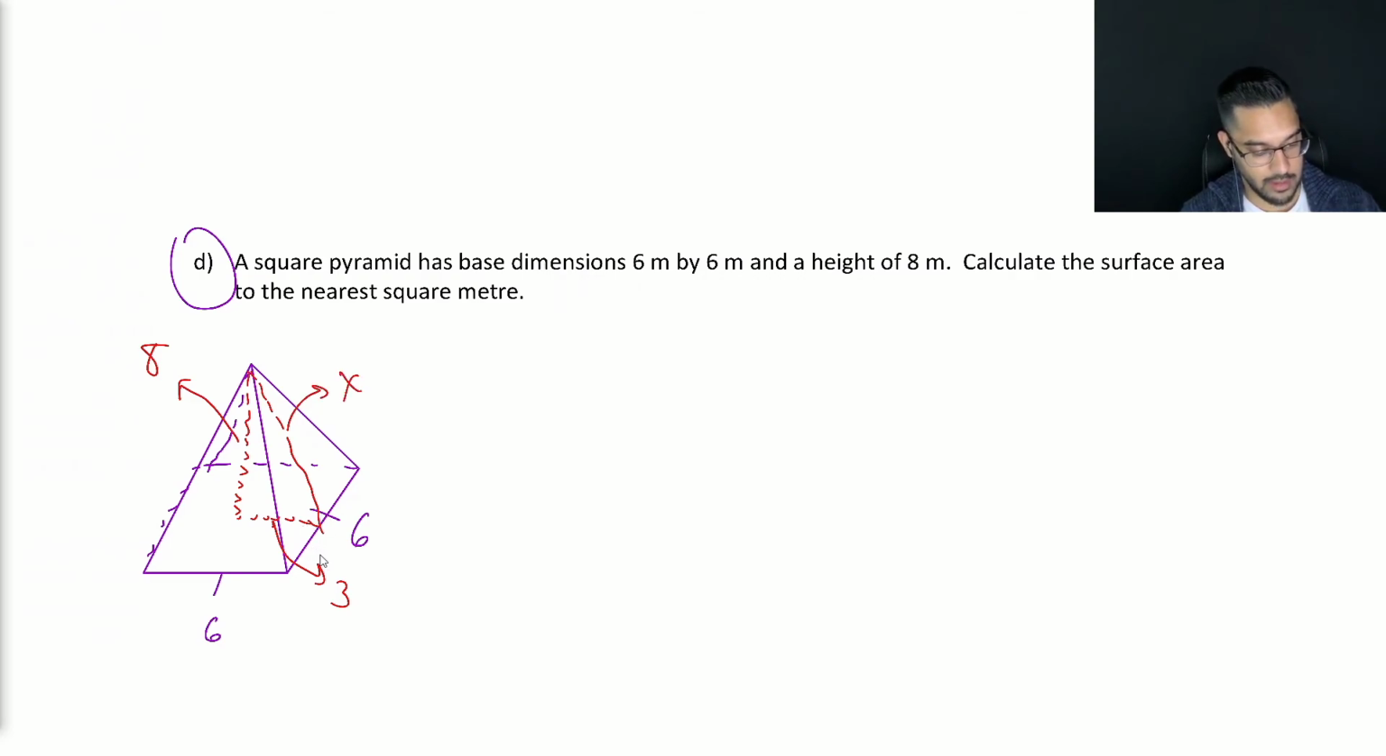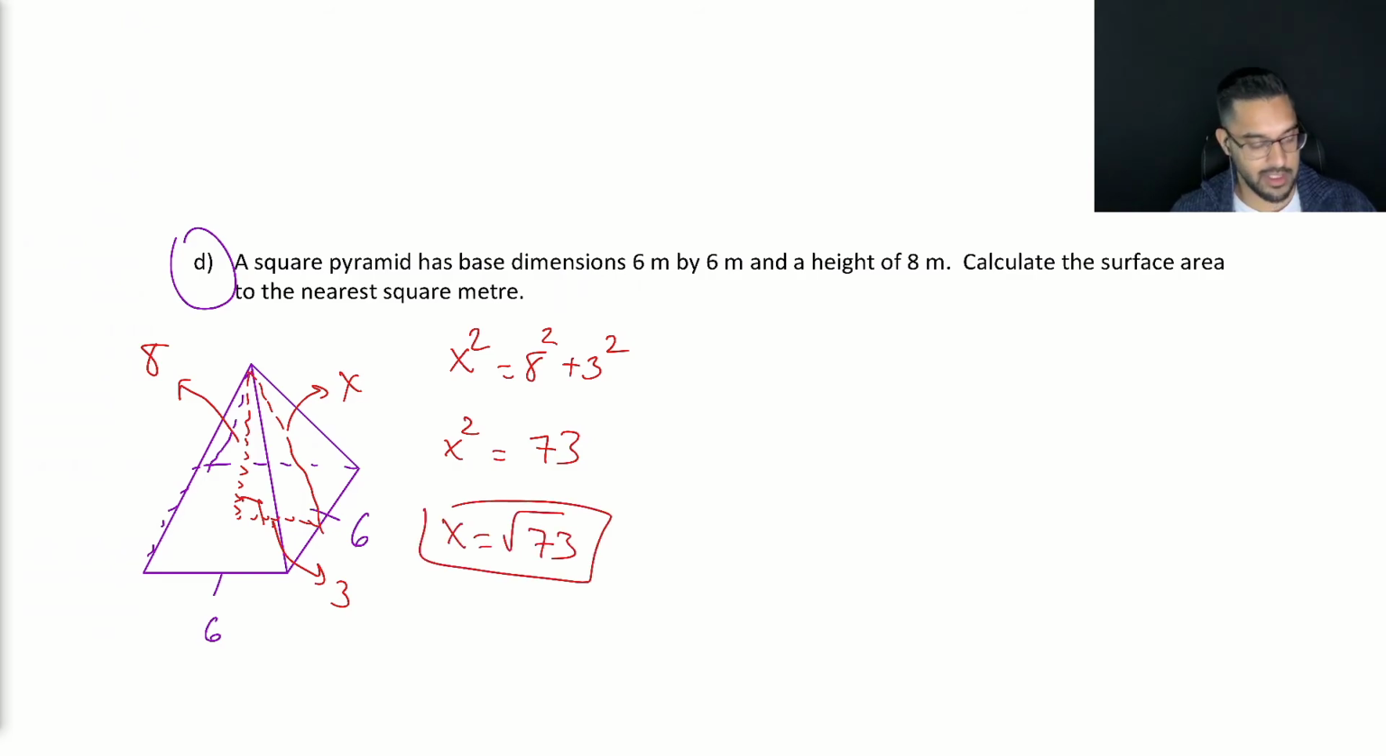Let's call it x, just for ease, because sometimes my s's look like 5s. It's a little bit confusing. And that is a right angle. So I know that x squared is going to be 8 squared plus 3 squared. So x squared is going to be 64 plus 9, so 73. So the actual value of x is square root 73. So I'm just going to leave it as that, because if I use the decimal version and round it, it might not give me the exact answer. So we'll use square root 73.